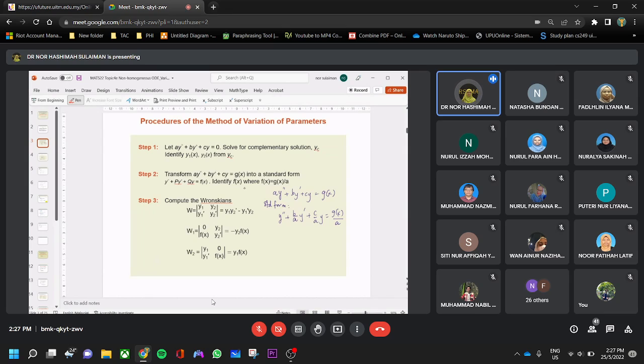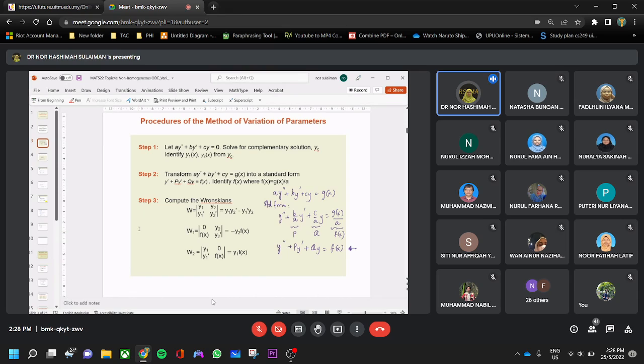So maknanya b over a ni kita boleh katalah kita namakan dia sebagai p, yang ini kita namakan dia sebagai q, dan g of x over a is f of x lah, macam tu. So dia akan jadi standard form dia jadi apa? Y double prime plus p y prime plus q y equals to f of x. So this is the standard form of the differential equation.